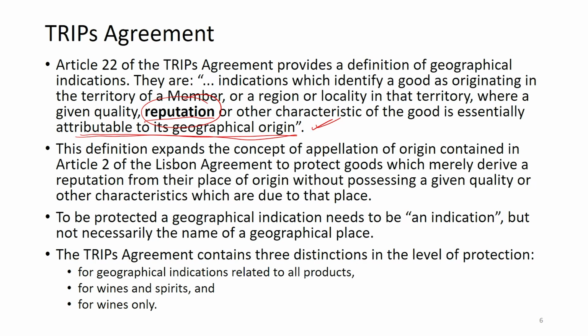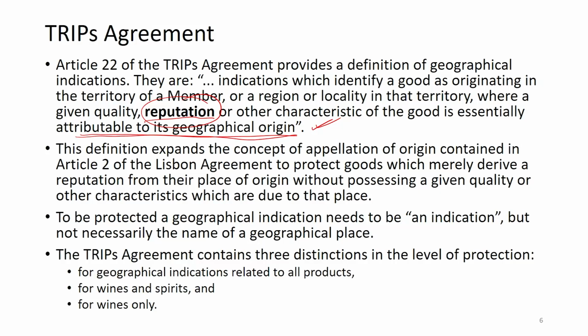to that place. It is not that my product is getting its quality because of climatic conditions prevailing in that territory, or it is not that my goods are getting those characteristics because some manufacturing process prevailing in that territory. It is only that my goods have reputation by virtue of the fact that these are originating from that place. Even in those situations, the GIs are protectable. This is what TRIPS agreement does, and that is how the definition of GI, geographical indication, is expanded as compared to Article 2, appellations of origin as defined in Lisbon Agreement.